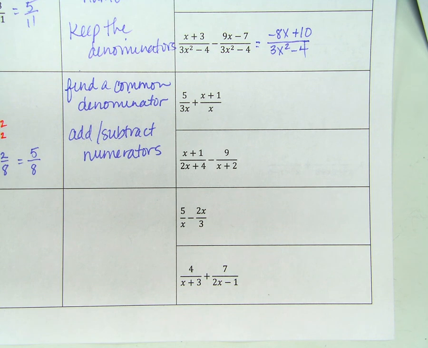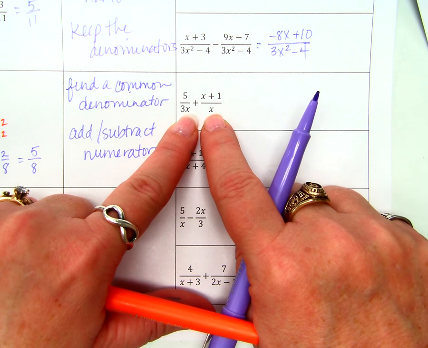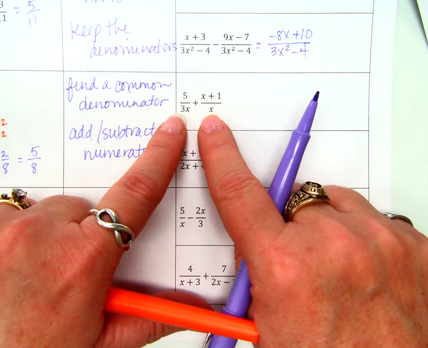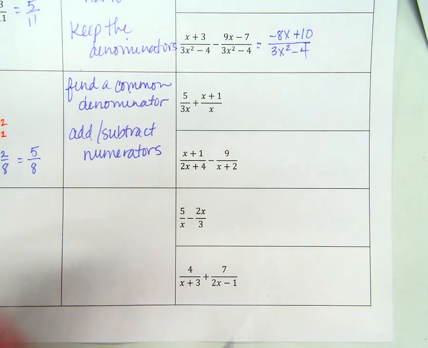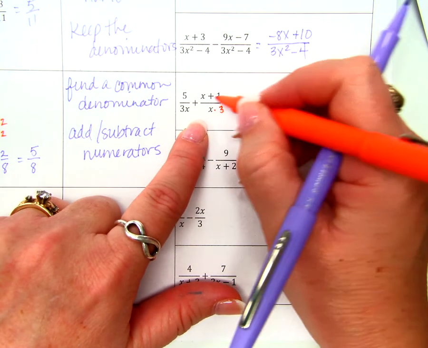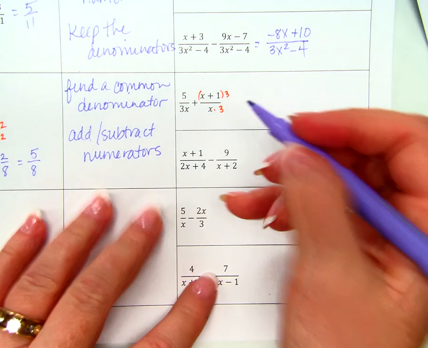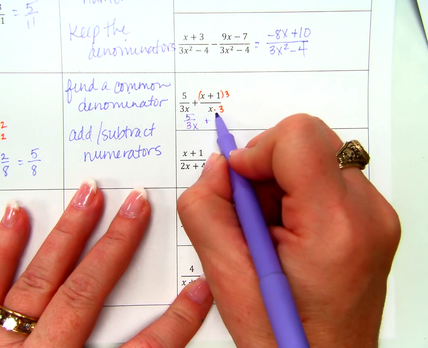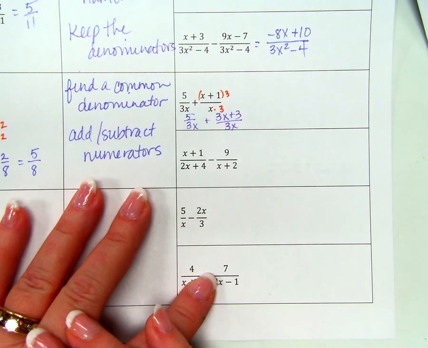How about 3x? Right? How do we figure out how to make them the same? Well, they already both have an x, so we know that's going to be part of the common denominator, right? This one has a 3 and this one doesn't. So shouldn't I multiply this one by 3 and wouldn't that be common? Yeah? So if I multiply this one by 3, I also have to multiply the numerator by 3. So my new problem is 5 over 3x plus 3x plus 3 over 3x. Correct?